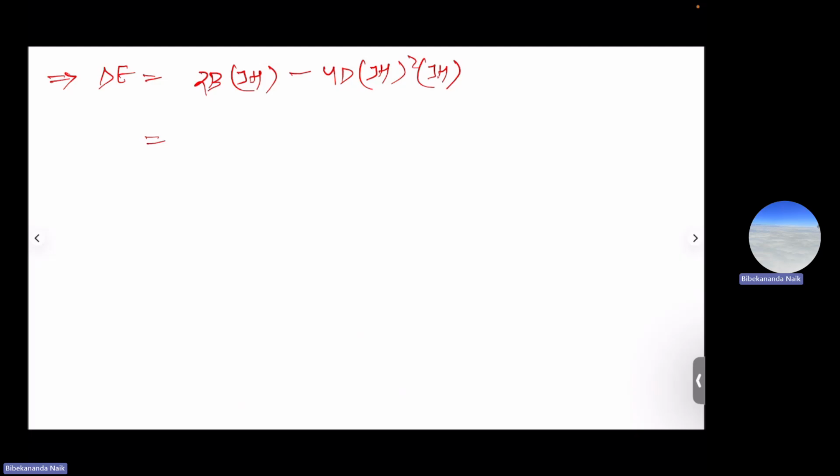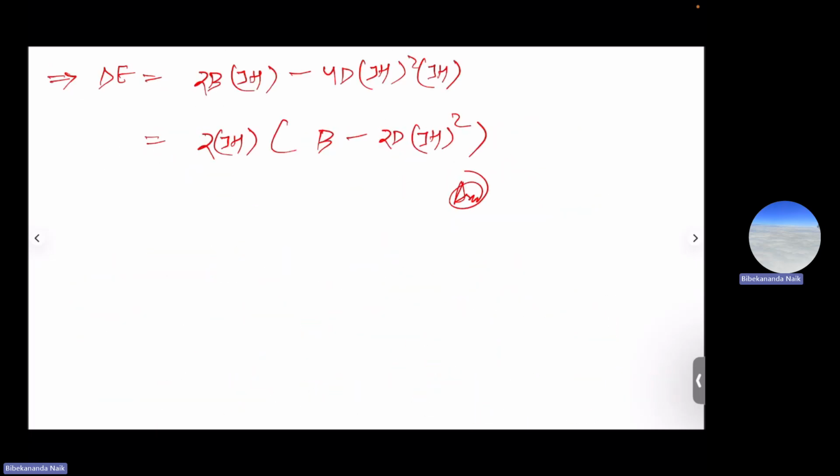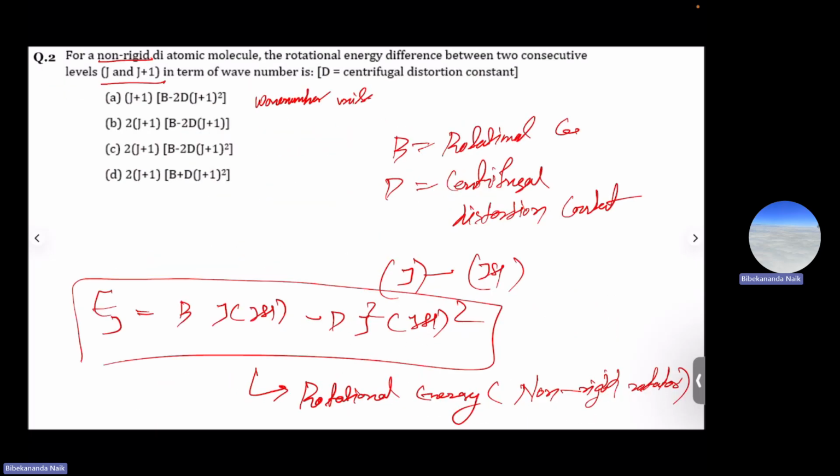So if we take 2 j plus 1 common, it will be B minus 2D into j plus 1 square. So if you see the options, it will be 2j plus 1 common, B minus 2D into j plus 1 square. So the correct option will be option C. So simply we need the formula for non-rigid rotator, because we need to consider the centrifugal distortion constant here.